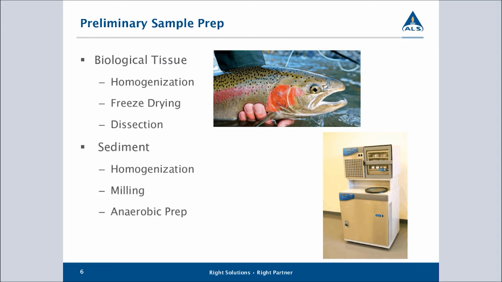Dissection, we offer all types of dissection of various tissues: fish filleting, shucking, specific organ removal. We've homogenized 35-pound Chinooks, and we've worked with removing deer mice livers for trace metals, so a wide variety.